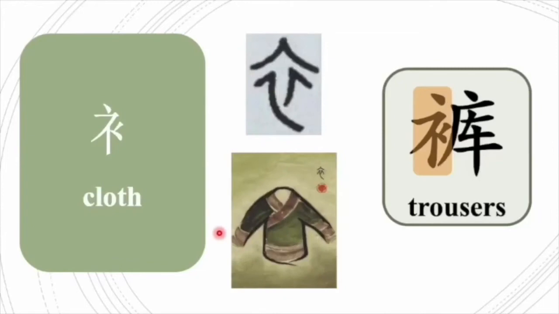The second one means cloth. So characters containing this radical are related to clothes. For example, lots of the words we've learned in the clothes topic have this radical, like this character here, trousers, cool.